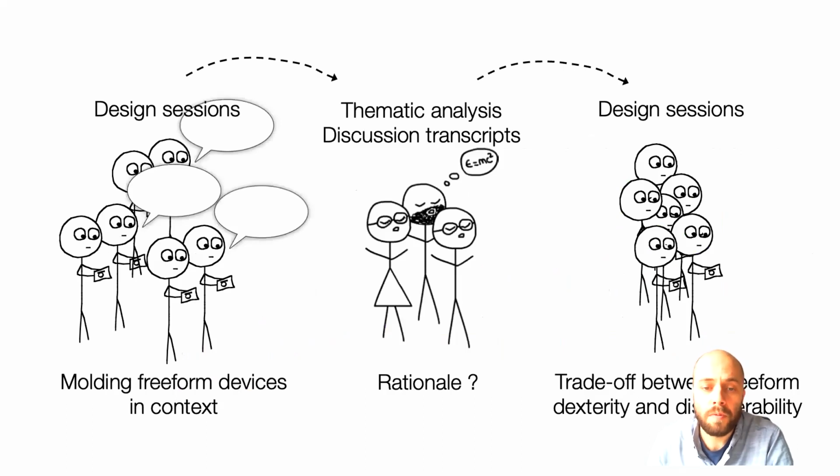To answer this question, we conducted a 3-step approach. First, we asked participants, in a first design session, to mold their own handheld display and think aloud about the rationale and perspective behind the various shape features that they selected for such a device. We conducted a thematic analysis on the discussion transcripts to identify the emerging themes. And then we conducted a last design session to further study the interlink between dexterity and discoverability.